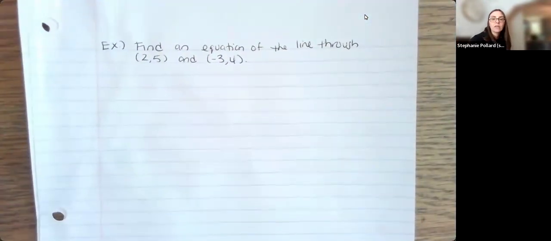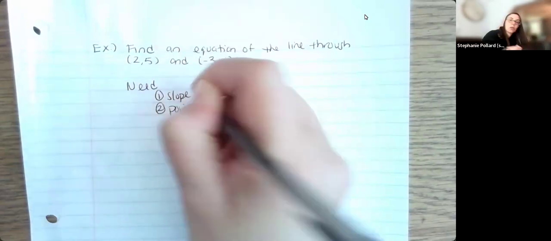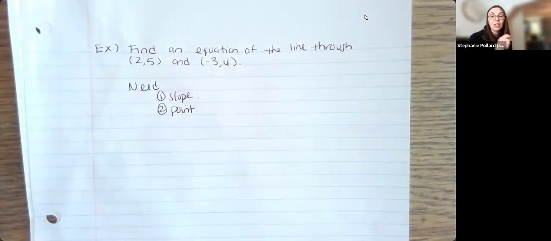All right, so find an equation of the line through (2, 5) and (-3, 4). Again, equation of the line here. So what do we need? I need a slope and I need a point. Now I have plenty of points, but I don't have a slope. However, these should not be trick questions. You should be able to find the slope.